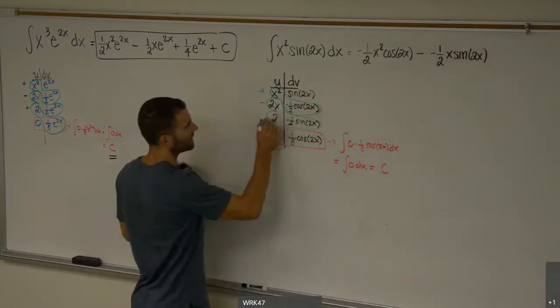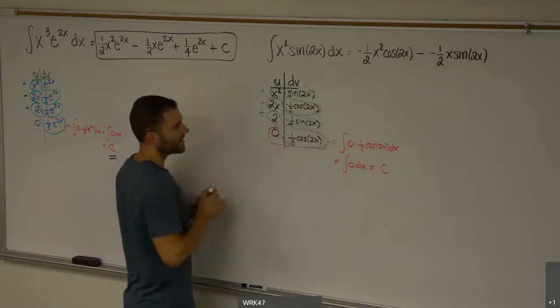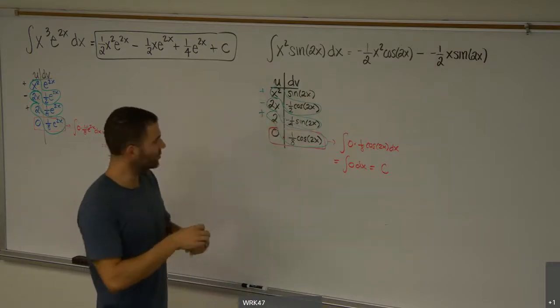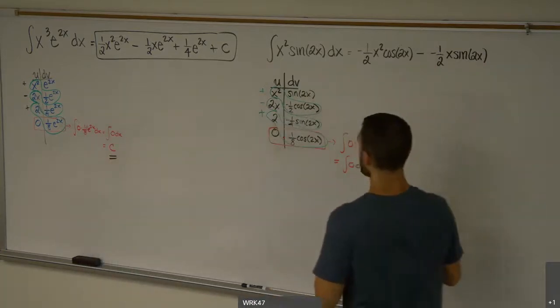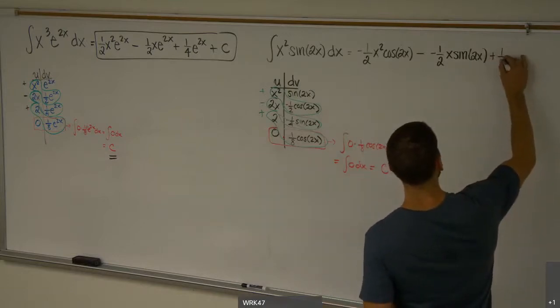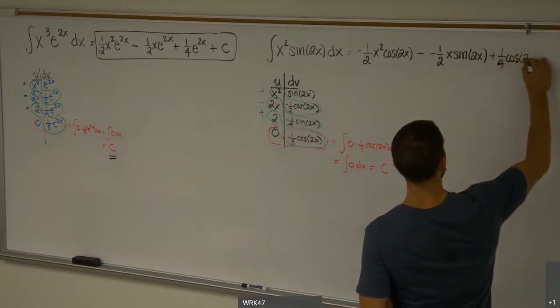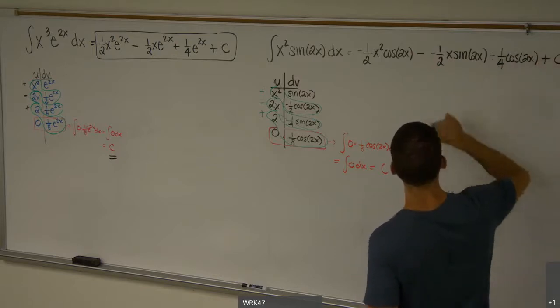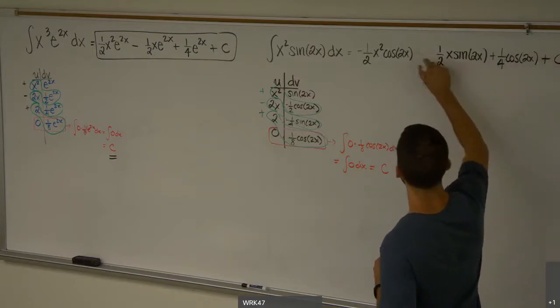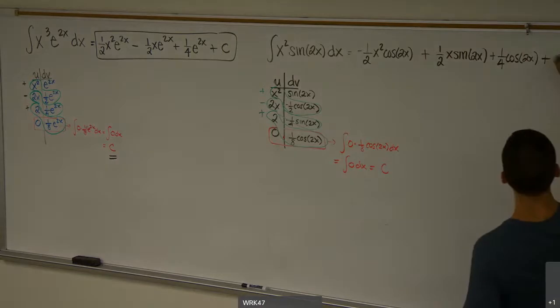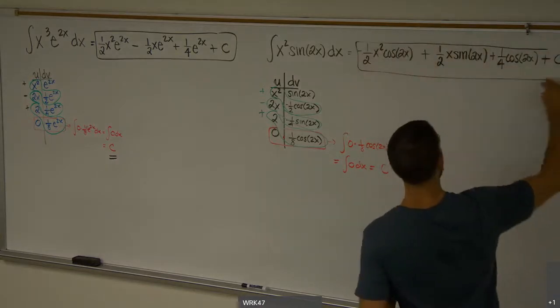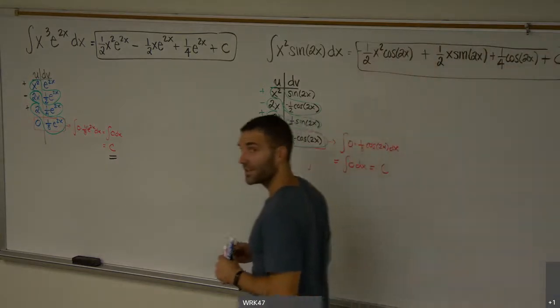And then finally, back to plus that product. Now 2 and 1/8 simplify to 1/4. So we have 1/4 cosine of 2x, and then plus c. Now the only thing to fix would be the negative here, which makes plus. And here's my answer. Now that was a lot faster than what we did in the last discussion.